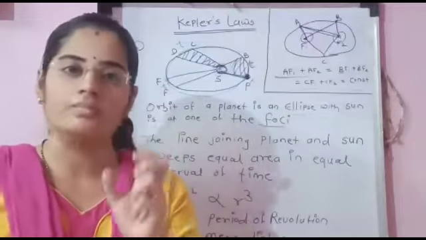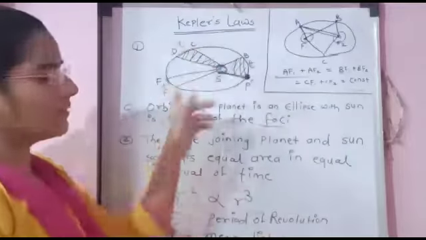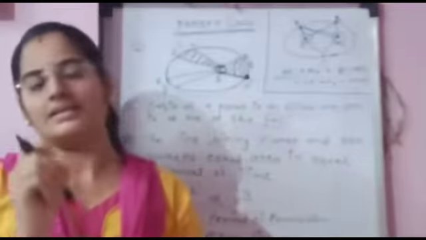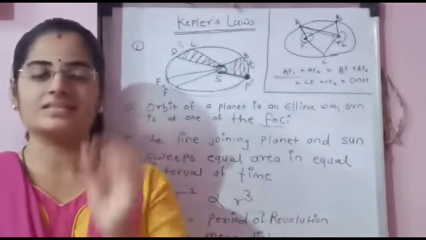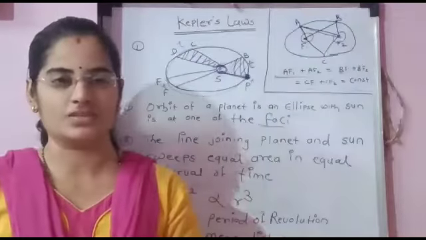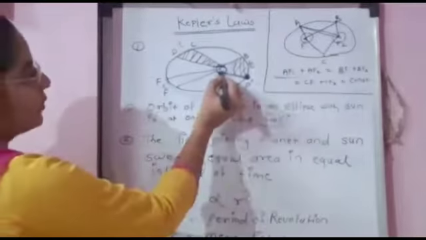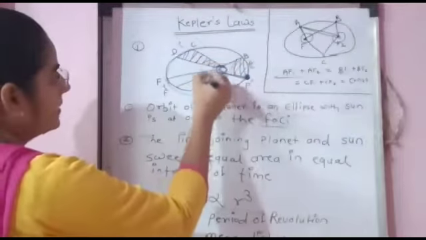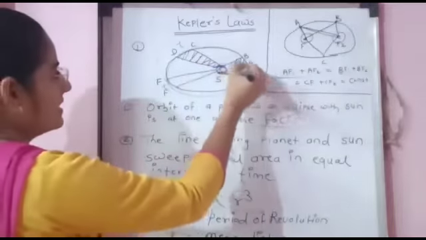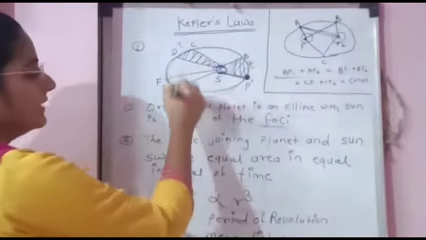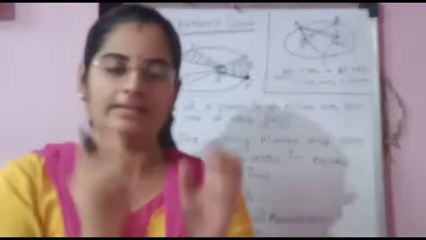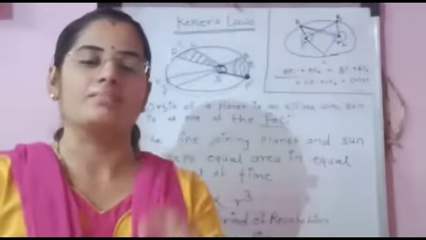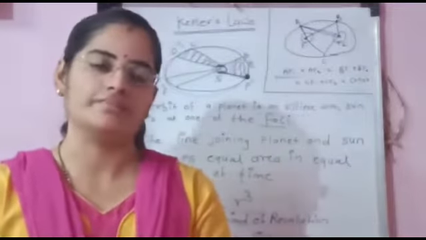Kepler observed that when the time required is the same, the planet covers equal area in an equal interval of time. This is Kepler's second law of planetary motion: the line joining the planet to the sun sweeps equal areas in equal intervals of time. This is Kepler's second law of planetary motion.